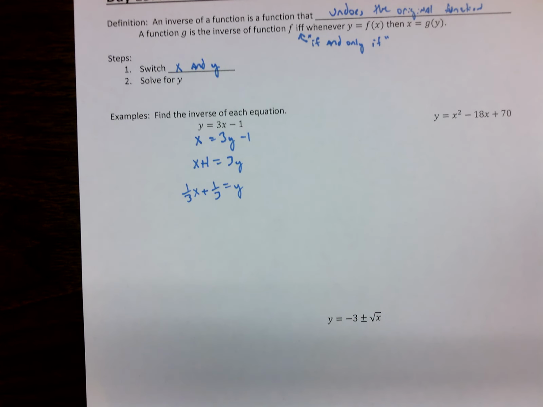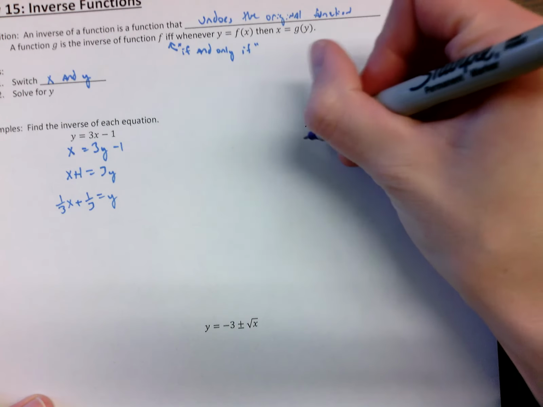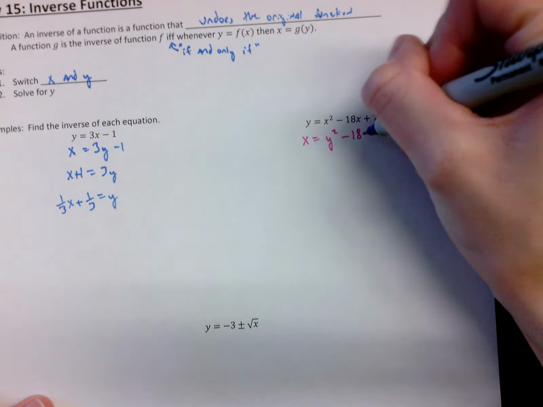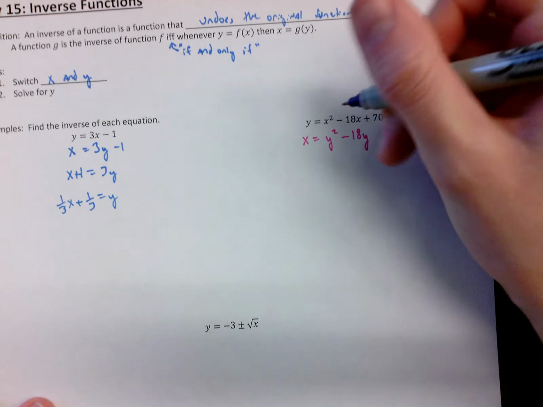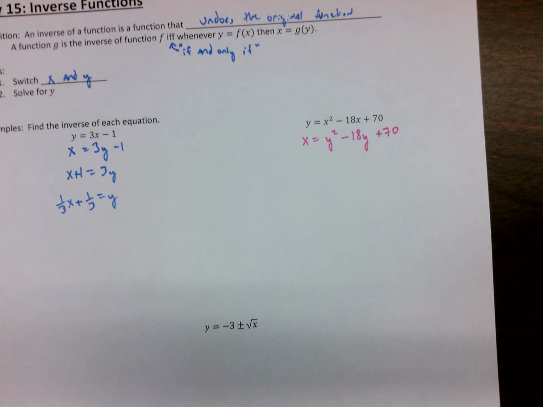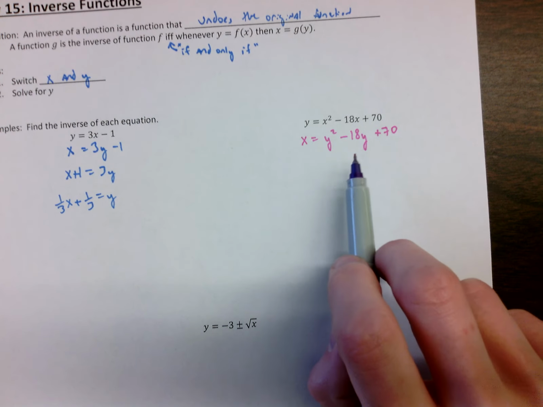See, not so bad. Next one over here. Again, we're going to do the same thing. I'm going to switch x and y. So this is now going to be x equals y squared minus 18y plus 70. Now from here, we have to solve this. In order to solve this, I need to somehow solve for this y.